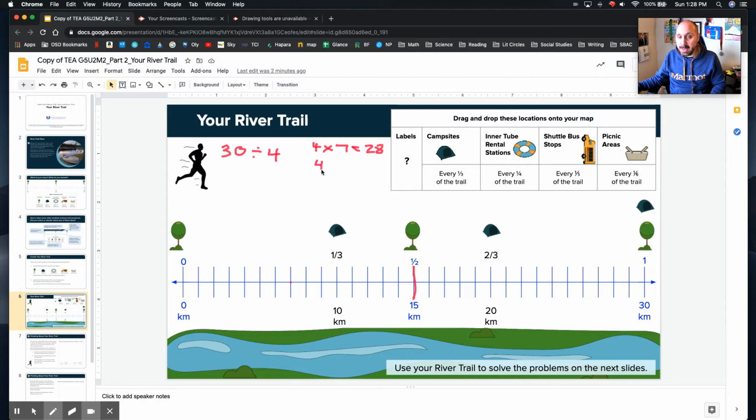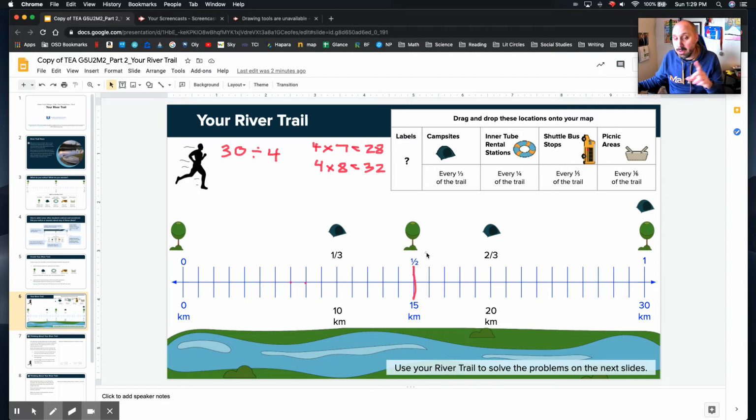If I put it at every 8 kilometers, 4 times 8 is 32. So if I put it at every eight, here's eight, then that means I would go 8, 16, 24, 32. That's too many. So I need somewhere between 7 and 8. There is a number that we can do that is between 7 and 8, but it's not a whole number.